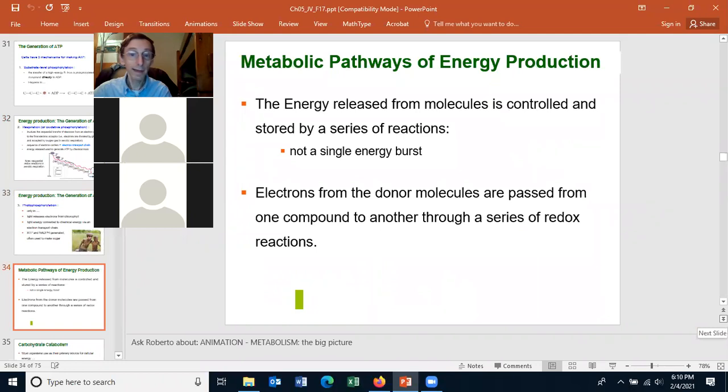Any question about that? And that way, the cell can survive the energy release because it's not a temperature that is so hot that it'll kill the cell.